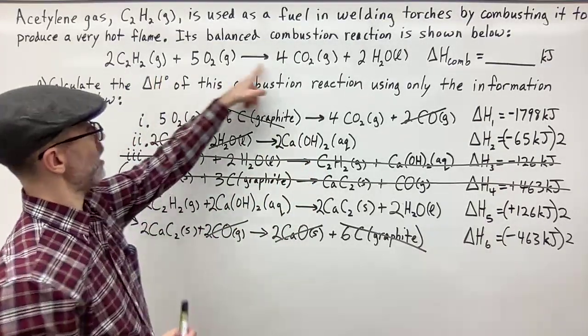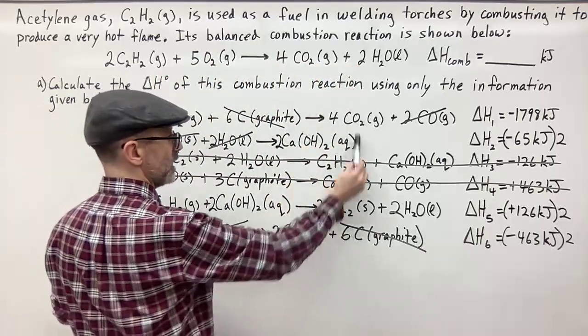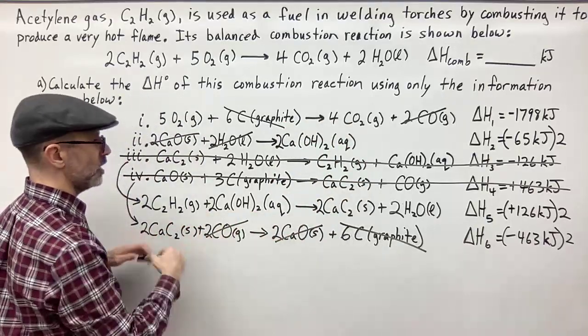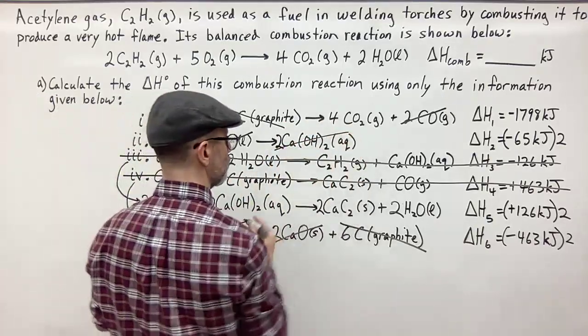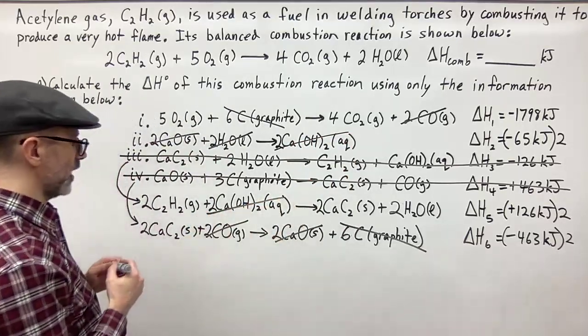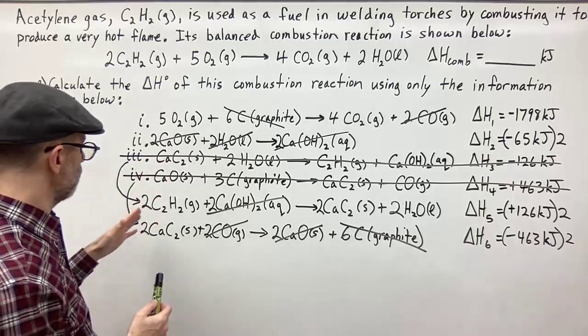I don't have calcium hydroxide here, so that's got to cancel out. Here I have it as a product, so I need 2 on the reactant side. Here it is. So 2 calcium hydroxide aqueous cancels out with 2 calcium hydroxide aqueous. Okay, looking good so far.